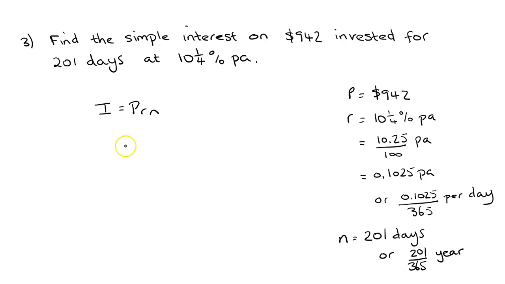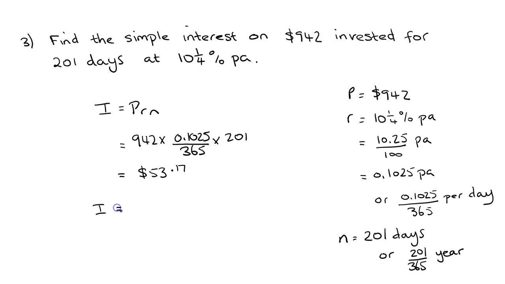So let's put some numbers into our equation over here. We've got 942 times, let's do our daily rate, which is 0.1025 over 365 times 201. And that works out to be $53.17.